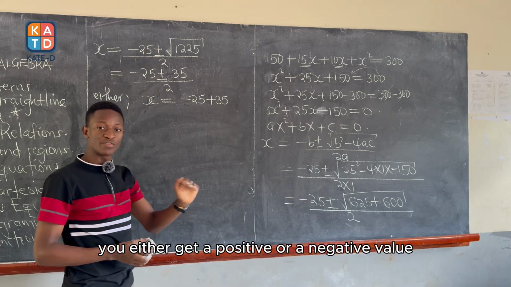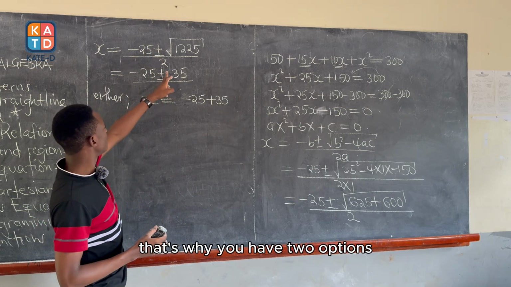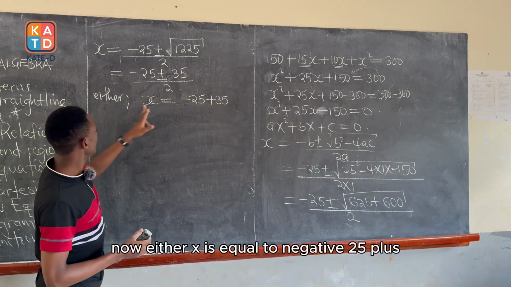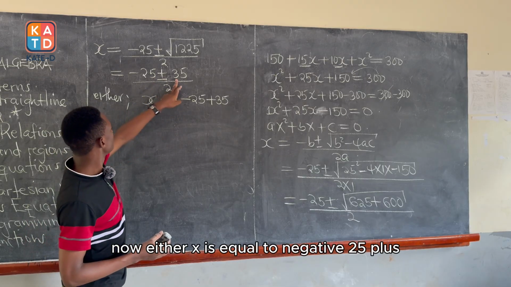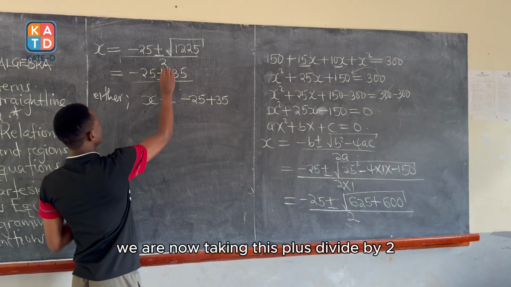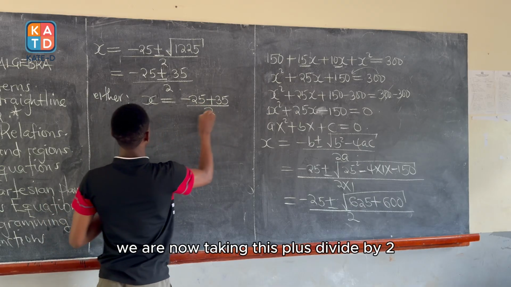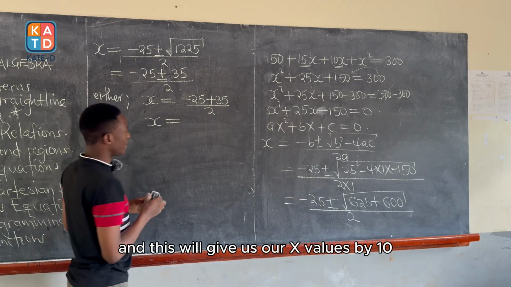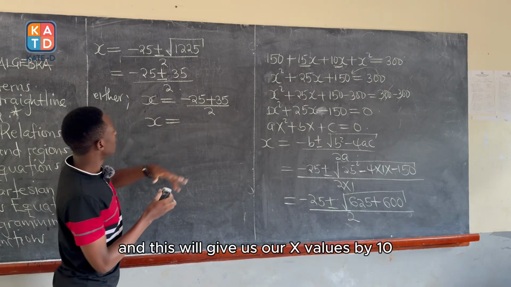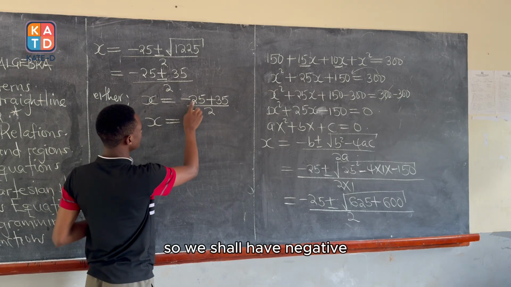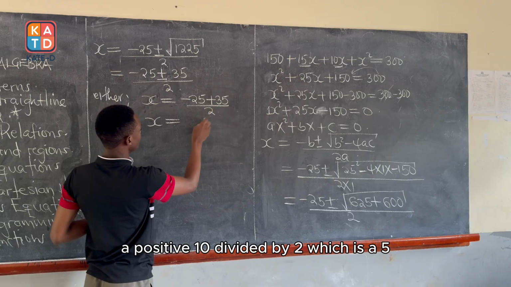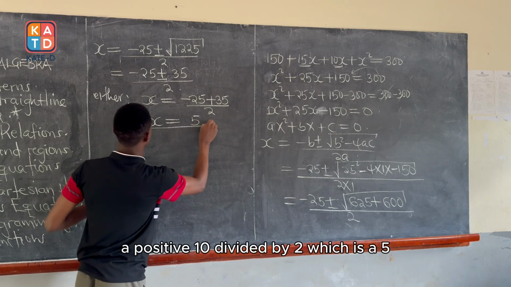You either get a positive or a negative value. That's why you have two options now. Either x is equal to negative 25 plus 35, divided by 2, and this will give us 10 divided by 2, which is 5.